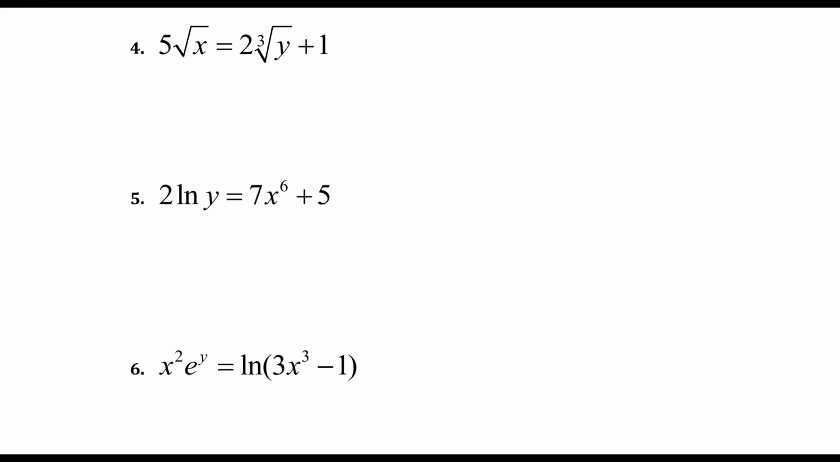Let's find the derivative of the following functions with respect to x. Now for number 4, before we differentiate this, we will have to write this first in exponential form so we can use the power rule. Now, if you recall, if you have radical expressions, you can write it in exponential form using the formula here. The nth root of x to the m is equal to x to the m over n.